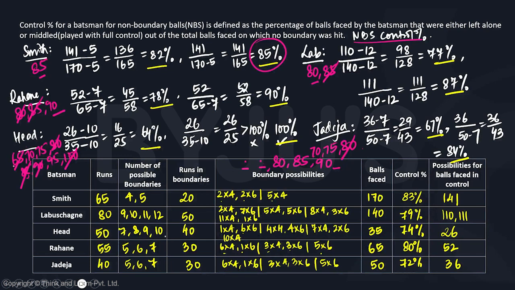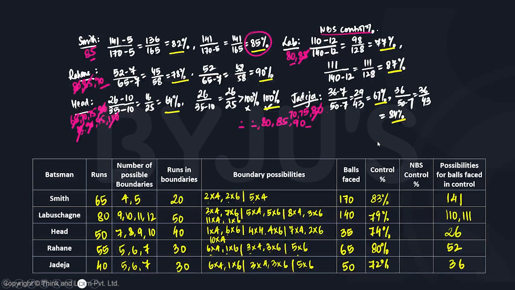Let's put these NBS control percentage values in a new table, where we will have all the values that we have just calculated. So let's draw a new table and put everything in it. Since we already have that Rahane is at 90%, this is what we will take for Rahane. For Smith, it's 85%, so this is what we will take for NBS control of Smith.